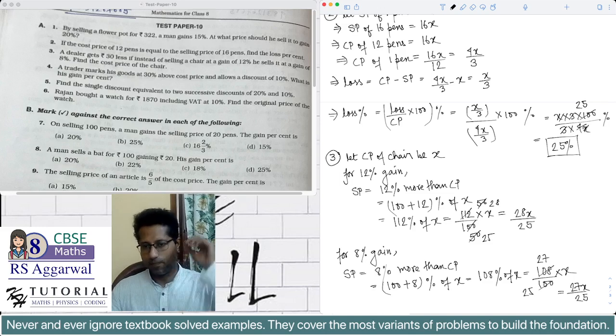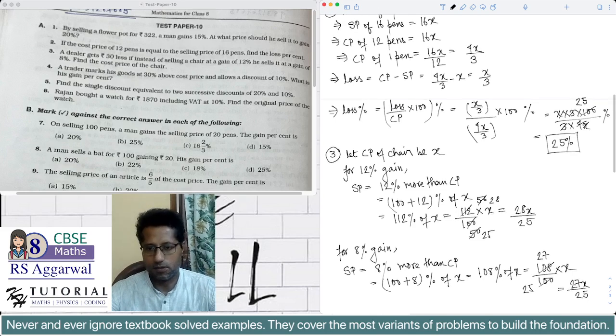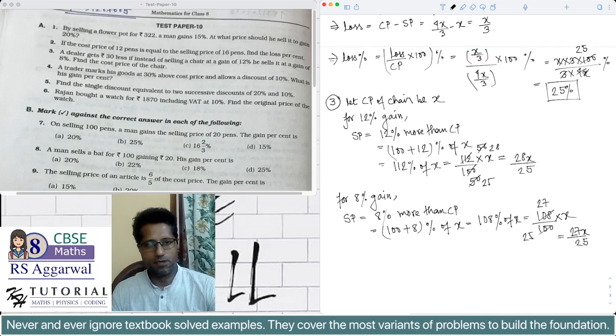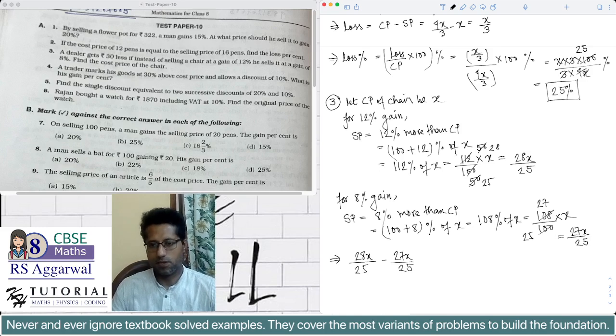Now obviously the selling price, if there is a gain of 12%, will be more, and if there is a gain of 8%, the selling price will be less. And in the problem it is given that a dealer gets rupees 30 less. So that means the difference of the two selling prices is rupees 30. So we can say that the difference of the selling prices is 28x by 25 minus 27x by 25. This is the difference of the two selling prices based on the assumption that the cost price is x. So this must be equal to 30.